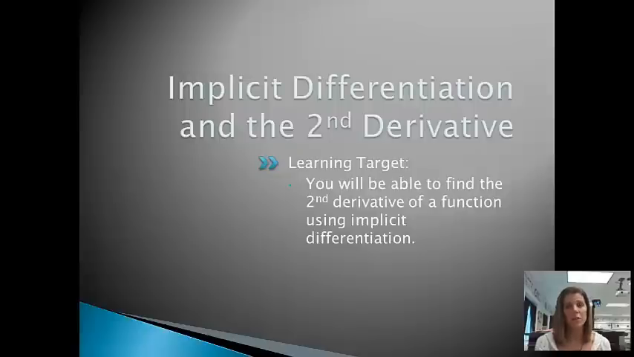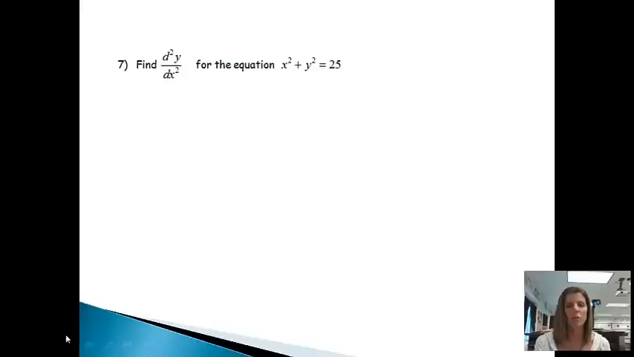In a previous video, you learned how to find the second derivative and the third derivative of a function. Well, now we're going to be looking at how you use implicit differentiation to find that second derivative. So at the end of this lesson, you'll be able to find the second derivative of a function using implicit differentiation. And we are just going to do one example.